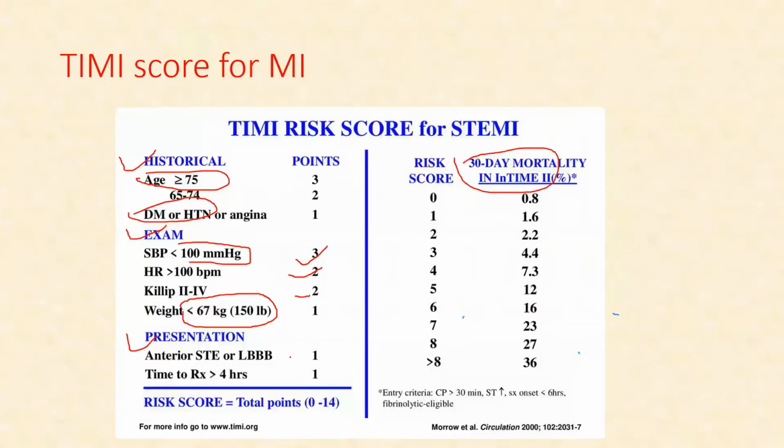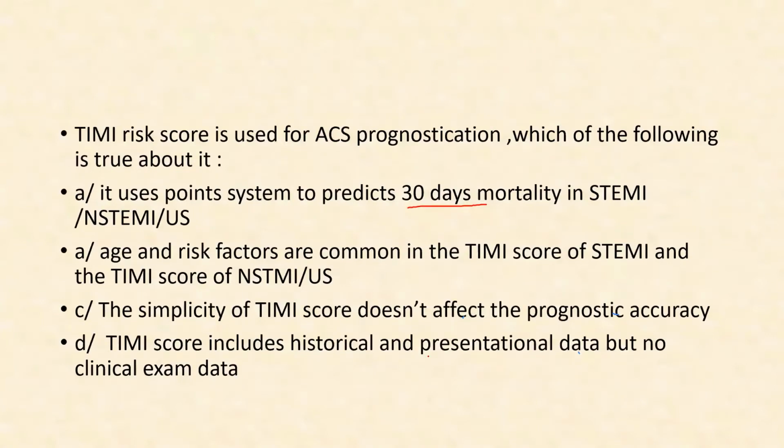Okay, so I'm going to take you back here. It uses a point system to predict 30 days mortality in STEMI, non-STEMI, and unstable angina. Right or wrong? Wrong, because TIMI for STEMI is 30 days mortality, and the TIMI risk score for non-STEMI and unstable angina is 14 days mortality. Age and risk factors are common in the TIMI score of STEMI and of non-STEMI and unstable angina. True, exactly.